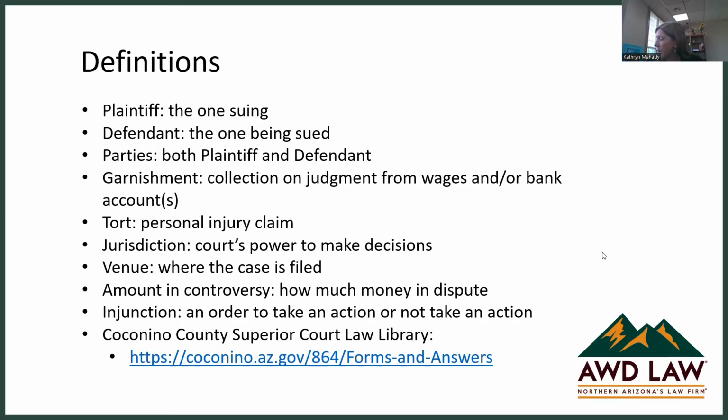Jurisdiction is the court's power to make decisions. So the court has to have jurisdiction to be able to make decisions. The venue is where the case is filed. So Flagstaff, the right venue for these specific claims. And we'll get into how you figure that out. The amount in controversy is how much money is in dispute, how much money is being fought over. And an injunction is an order that the court issues either for someone to take or not take a specific action.